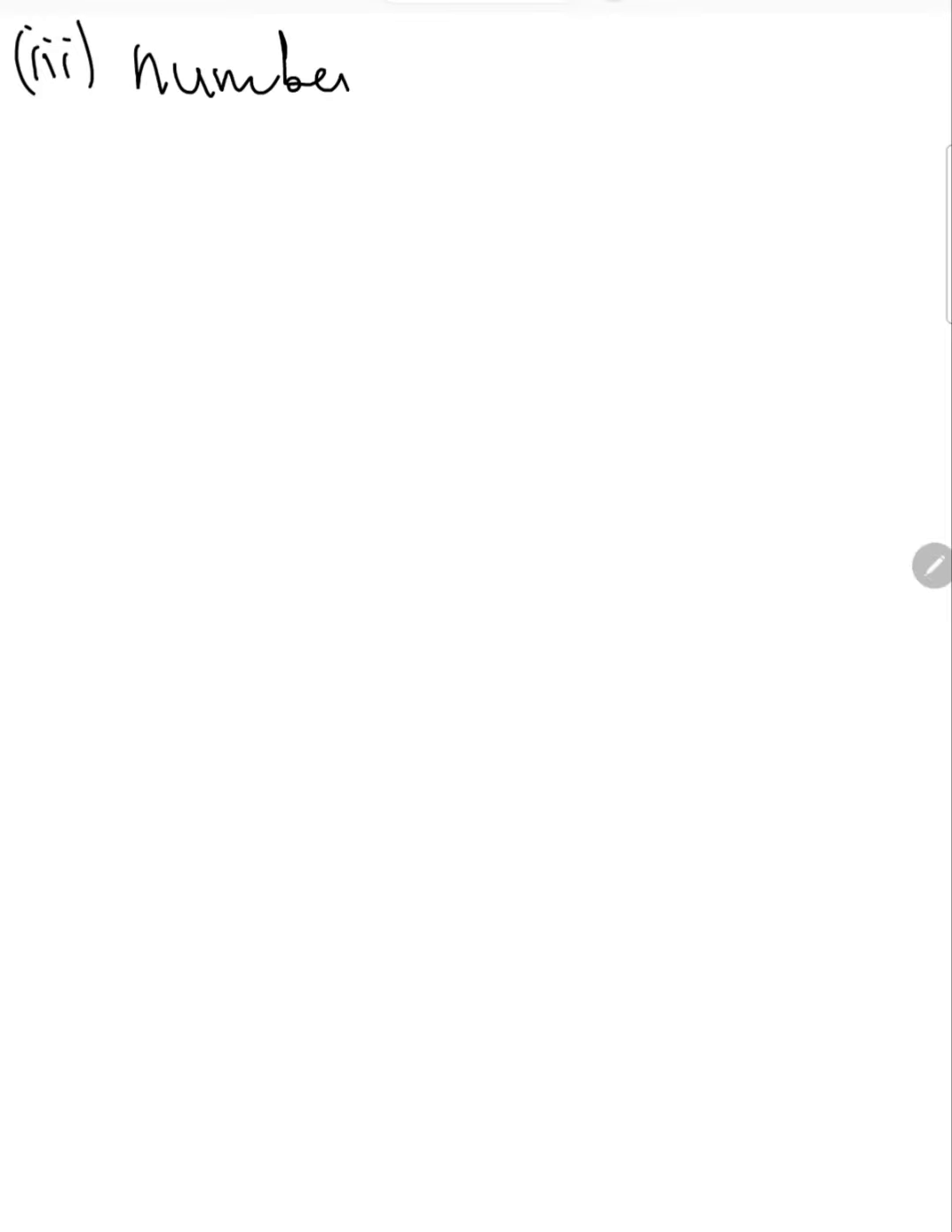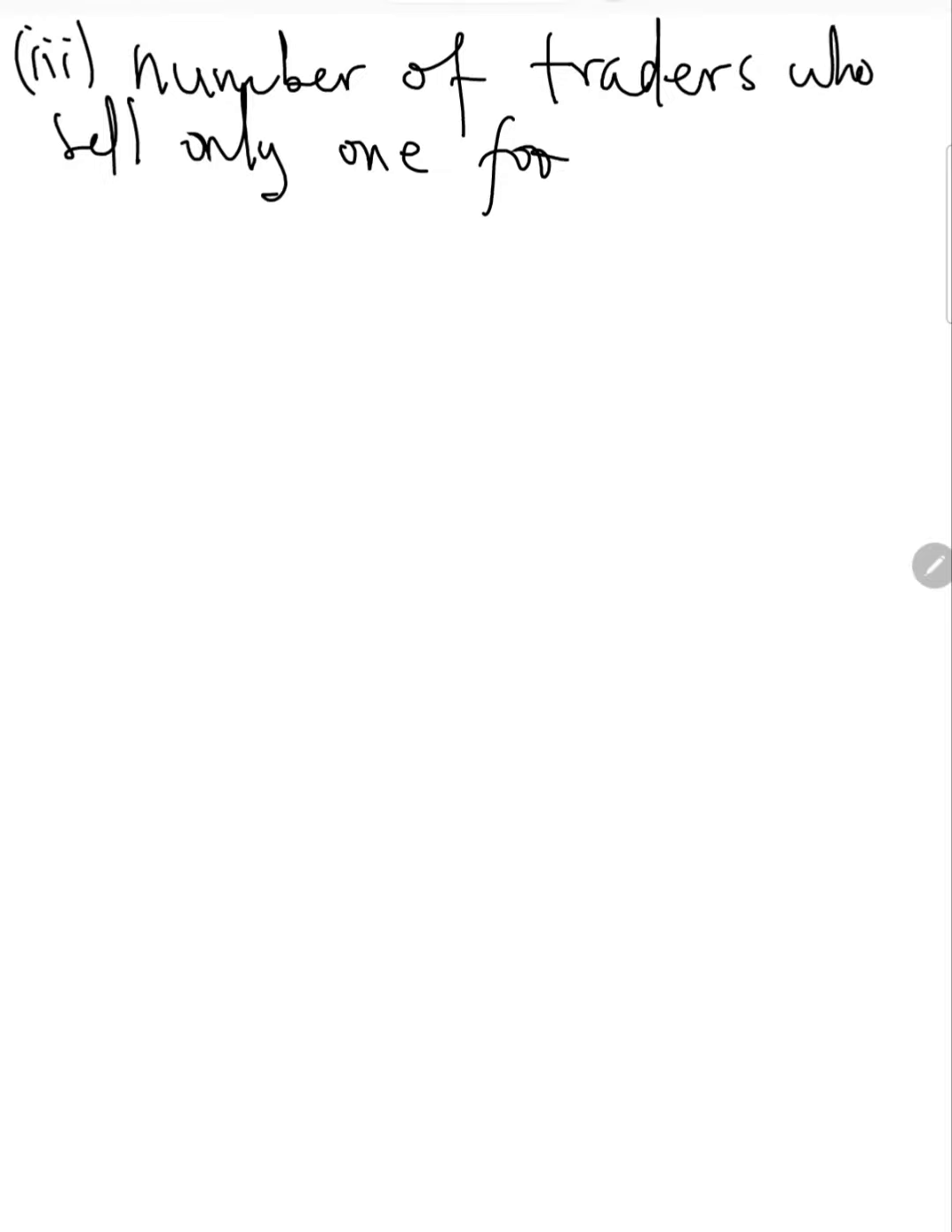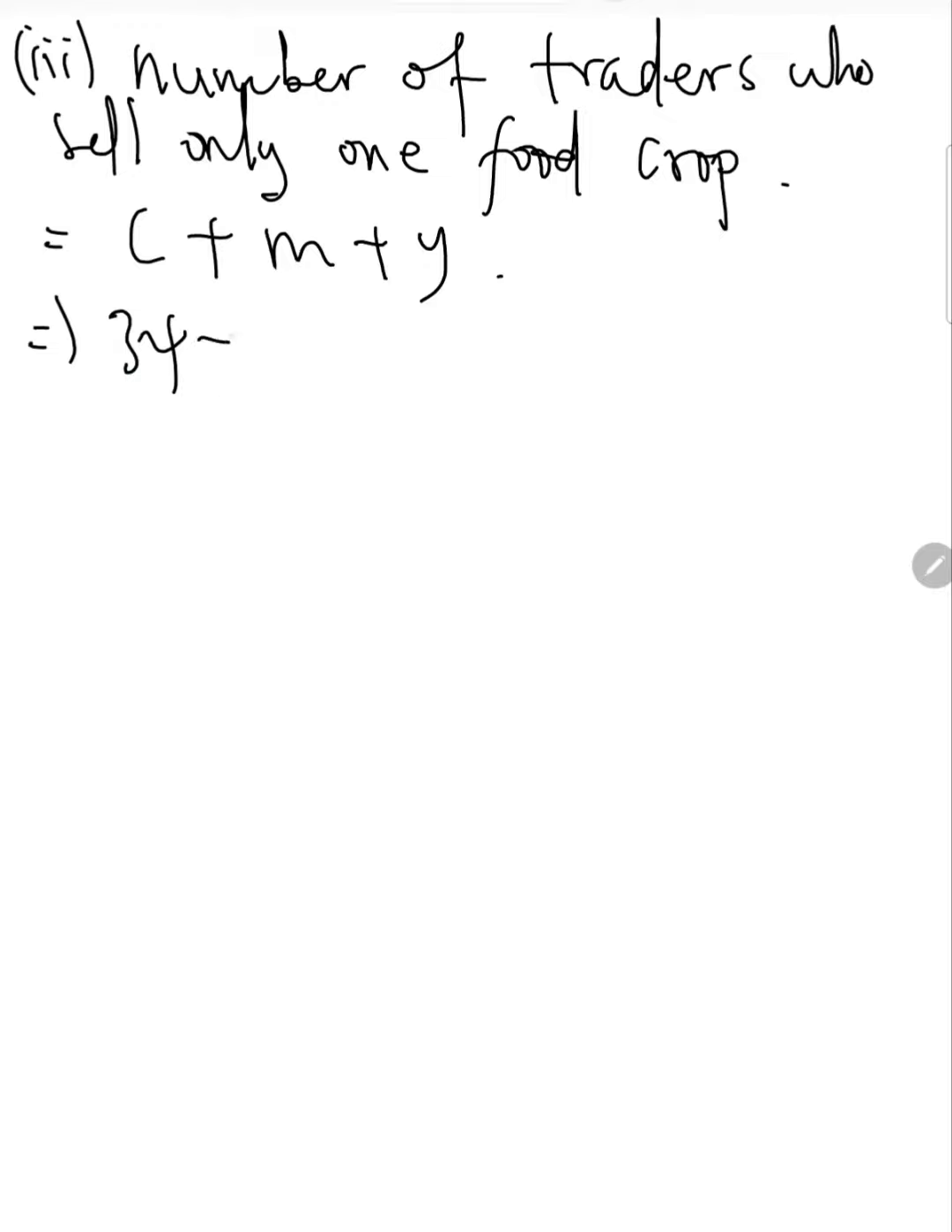So number of traders who sell only one food crop is what? The shaded portion, right? So it's small c plus m plus y, which I shaded earlier, so you should understand it. Now, what were the values of c, m, and y respectively? So we had c to be 34 plus x. Remember, we had m to be 4 plus x. We also had y to be what? To be 10 plus x.